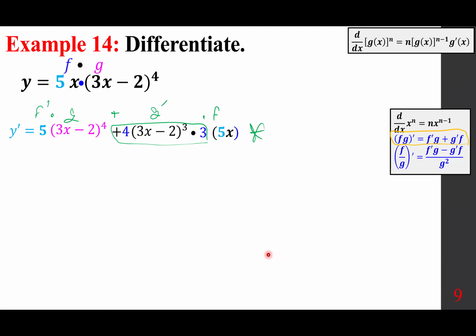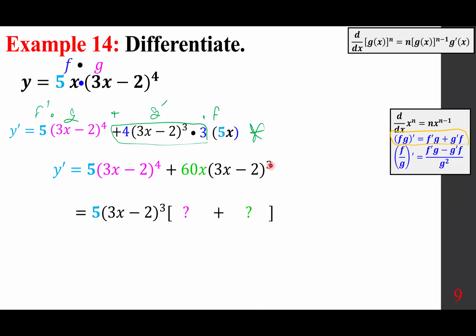So to make it easier to see what's happening, this doesn't change. 4 times 3 times 5 is 60, so I'm going to put 60x first. So it becomes clear that 5 is in common. So it's 3x - 2, but which exponent, 4 or 3? Obviously, we go with the smaller of the two. This is simple factoring. Everybody should be very comfortable with that.